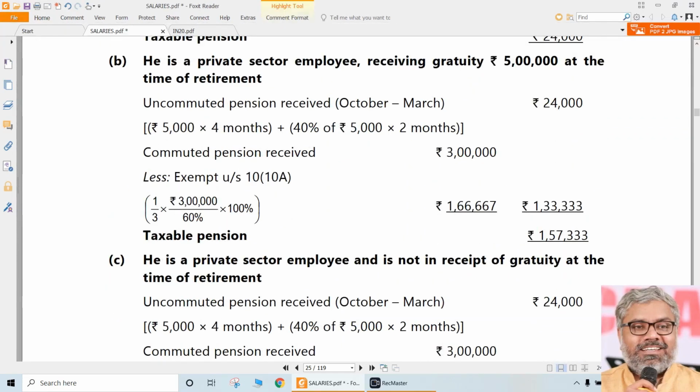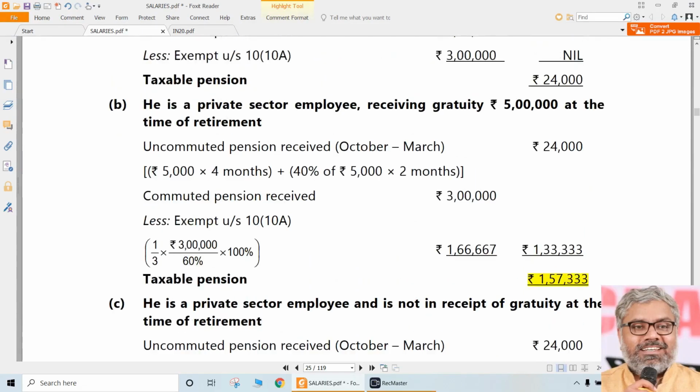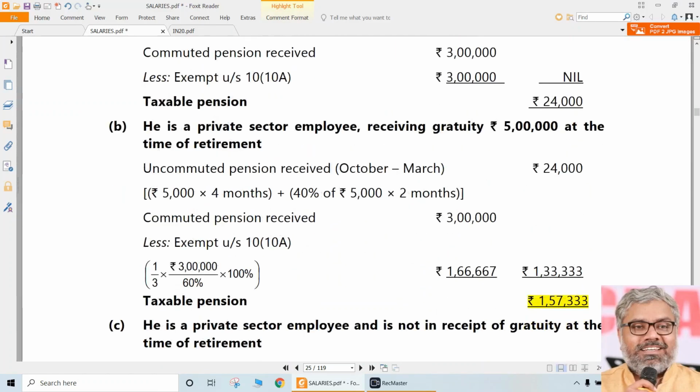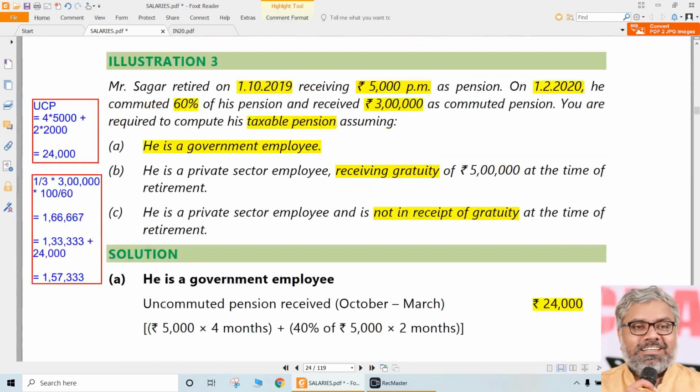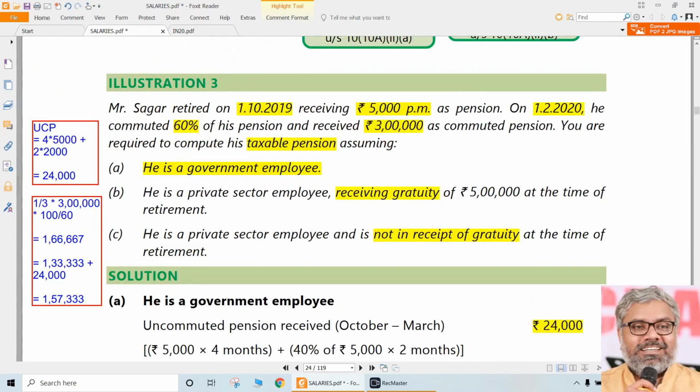That is the final answer for the second case where the employee has commuted 60% of his pension for 3 lakh rupees, but is also in receipt of gratuity, and because of section 10(10A), the exemption is restricted only to this amount, that is 1,66,667. The remaining amount is taxable. Uncommuted pension is always taxable, that is 24,000, which we already calculated. You don't need to show the calculation every time. We already know that 24,000. Take it directly here in point number B.